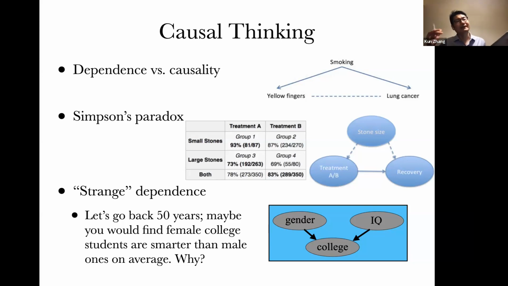Whenever you work with data collected on the internet, you should be very careful because the sample you have might have very different properties from the whole population you are interested in. In this case, you can see that being admitted to college has two causes, both gender and IQ. Given being admitted to college, gender and IQ, which were originally independent, will become dependent, right? As a consequence, gender and IQ are dependent. But basically, this is because of selection.